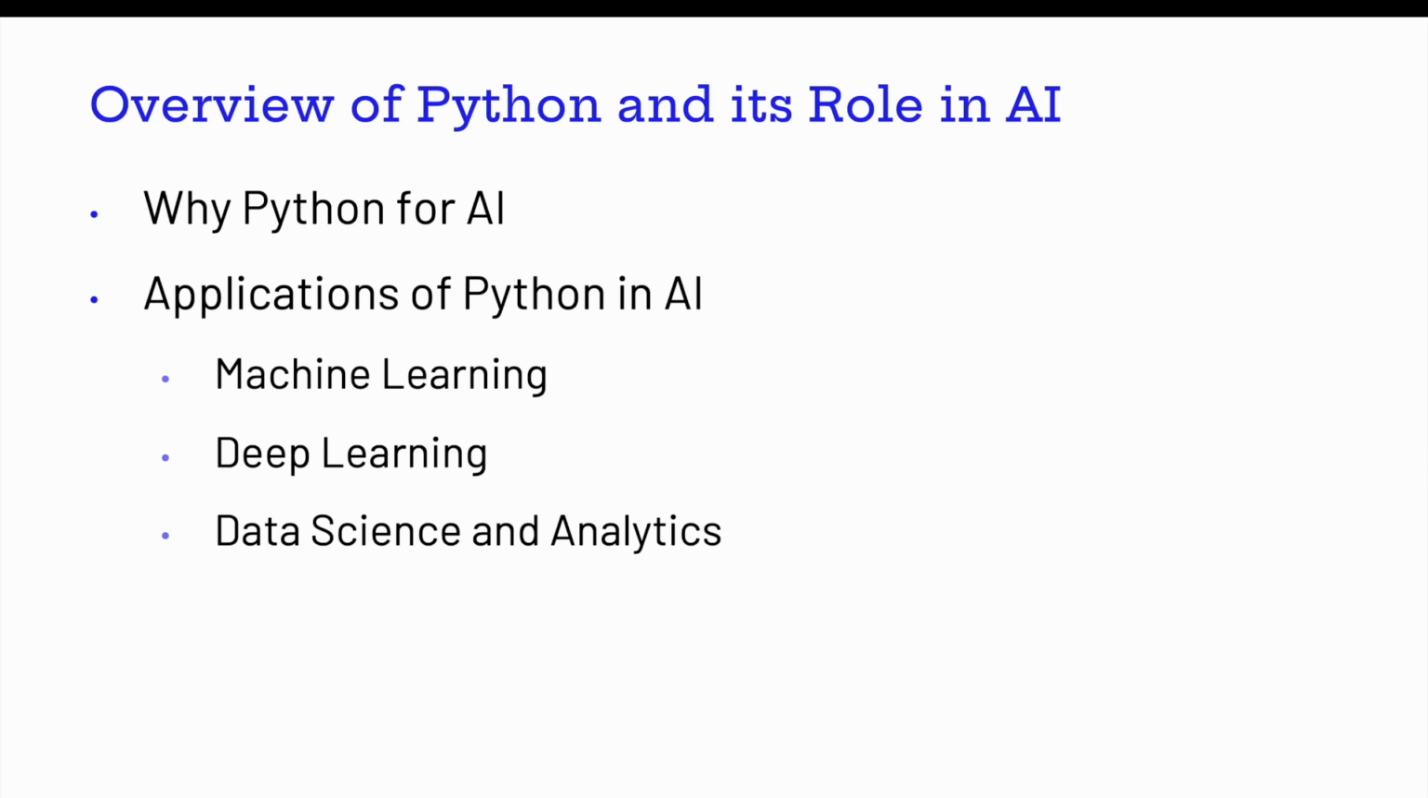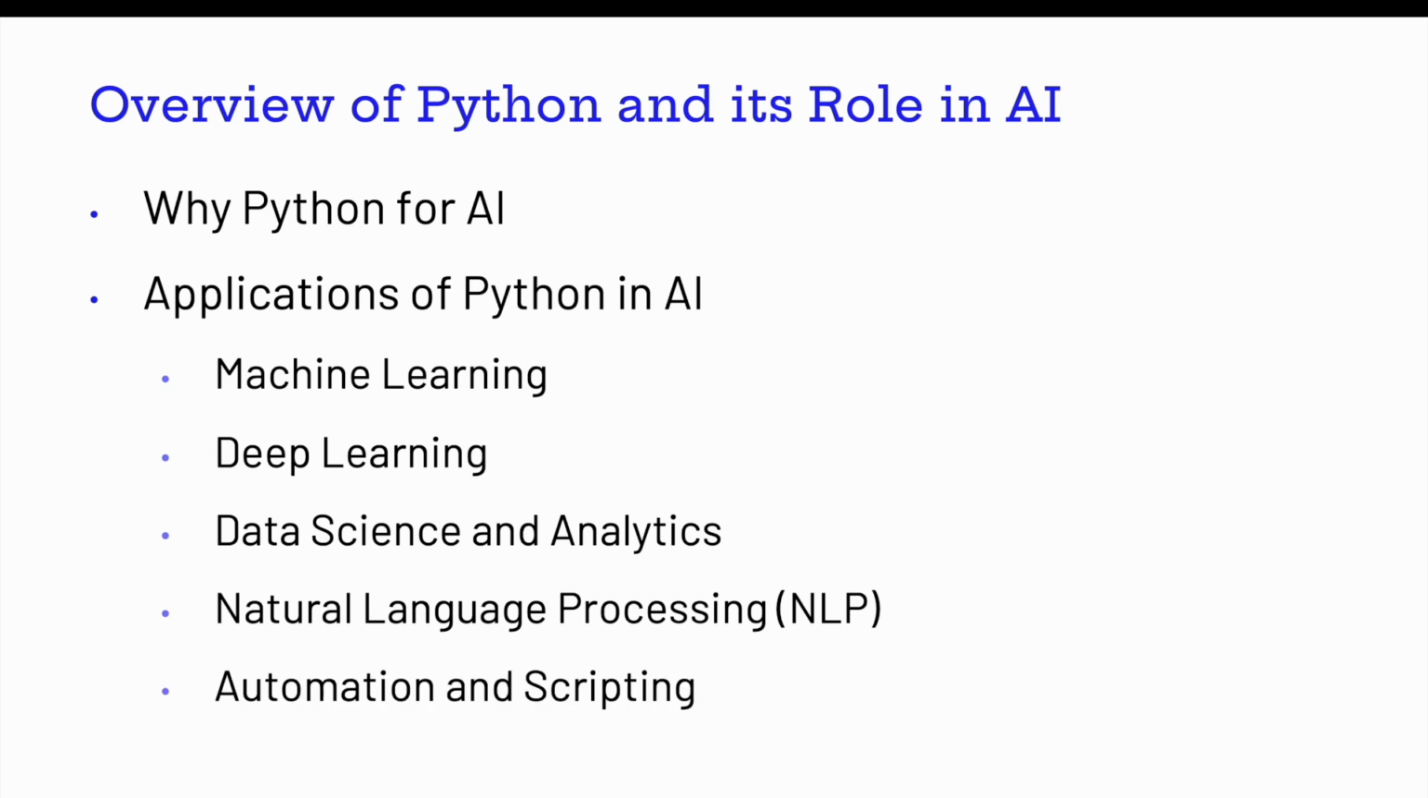In data science and analytics, libraries like Pandas and Matplotlib allow data manipulation and visualization. We also have natural language processing, or NLP. We have NLTK, spaCy, and transformers, which are key for language-related tasks, and automation and scripting. Python's simplicity and flexibility make it perfect for automating repetitive tasks.